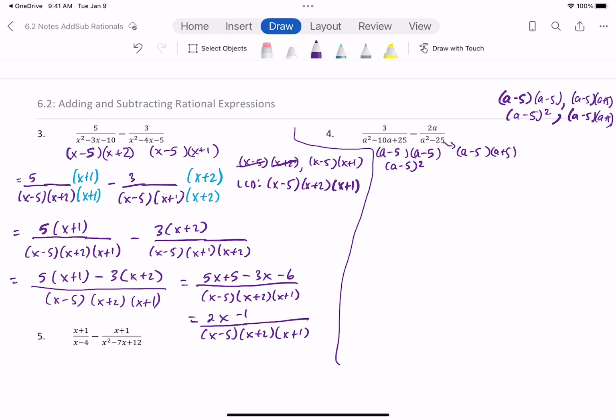Over for this one, that first denominator actually has 2 of the a minus 5s. So one of the unique factors is a minus 5 squared. So in my LCD, I'm going to need an a minus 5 squared from here. Now when I get to the second denominator, that a minus 5, we don't need a third one because we already have 2. So we need a minus 5 squared and a plus 5.